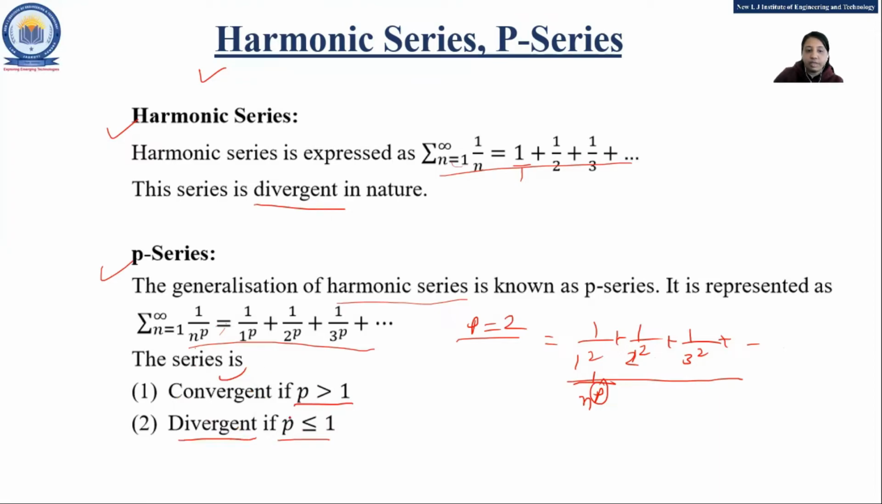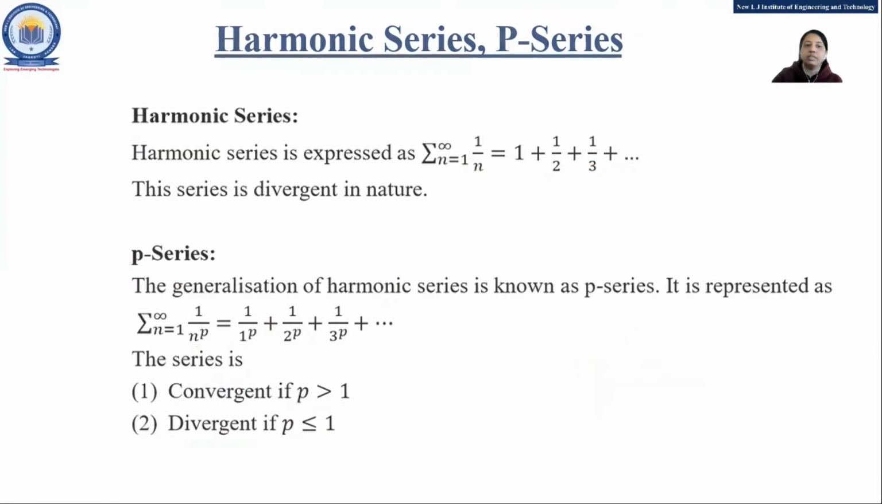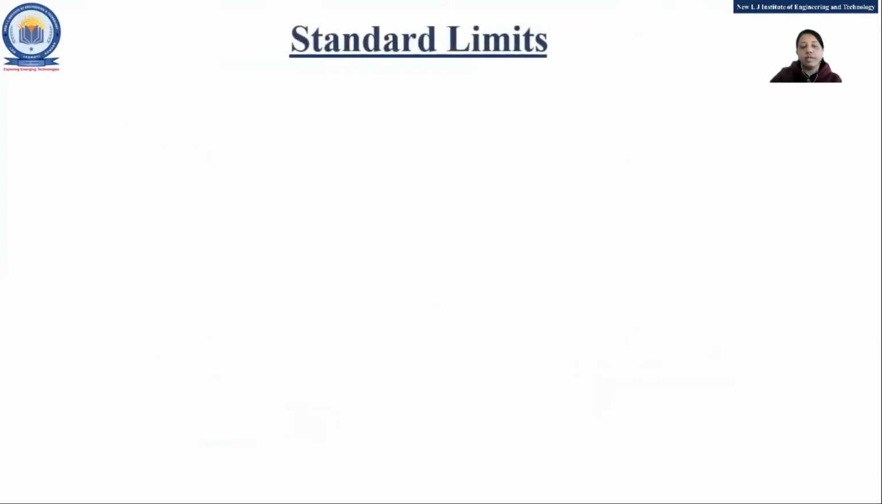Fine. Any doubt? For the p series and harmonic series, just remember the formula of the series. If you find this type of series, you can directly write down whether it is convergent or divergent. So this is about the harmonic and p series. Now we'll move to the comparison test, but before that we will see some standard limits. There are 9 to 10 standard limits. First we'll see those and then we will move to the comparison test.